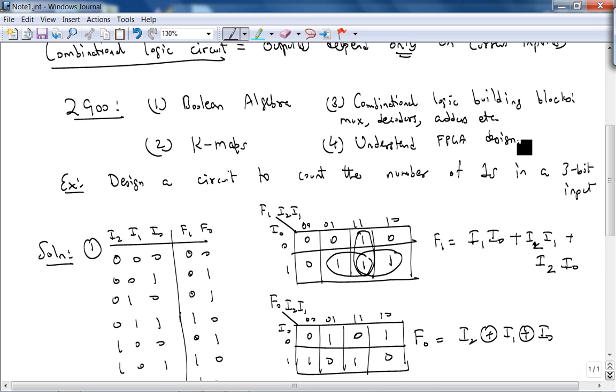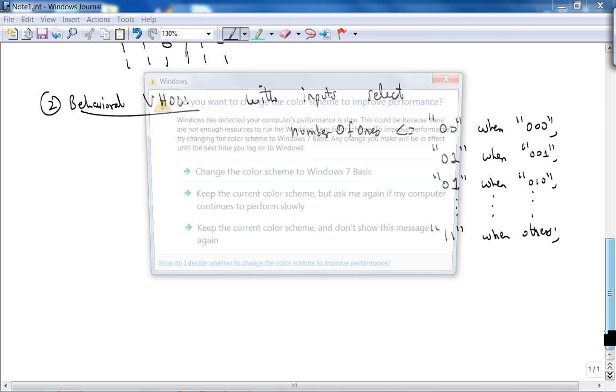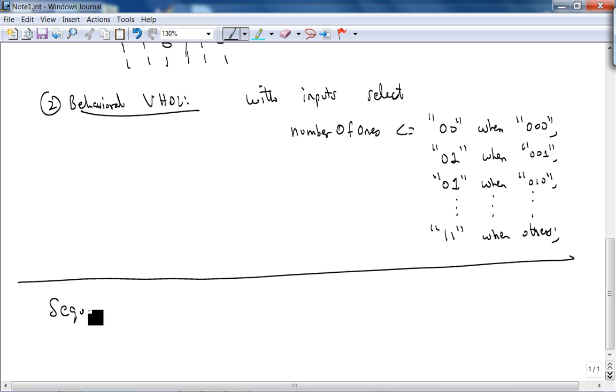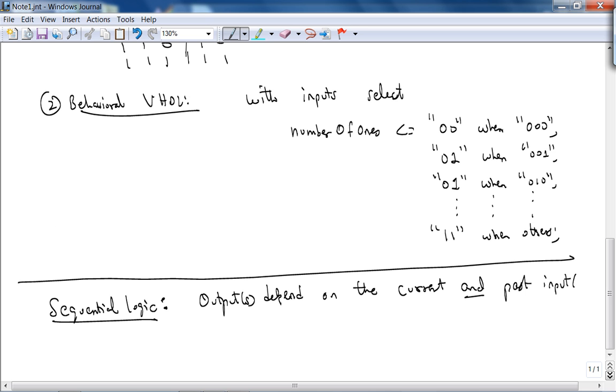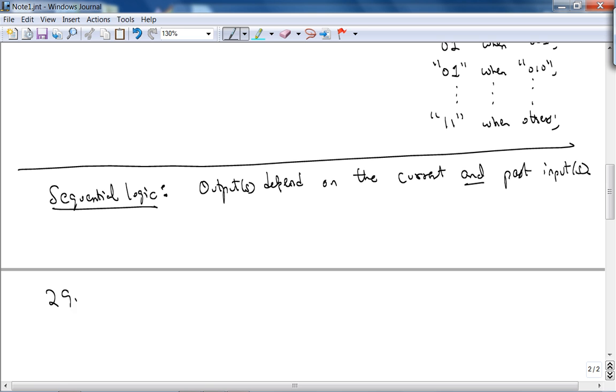Now, as far as sequential logic is concerned, which is 2902 or equivalent, sequential logic is when the outputs depend on the current and past inputs. So basically, in 2902, what we covered were finite state machines, which are a way of specifying sequential logic circuits. There are two kinds, Moore and Mealy.